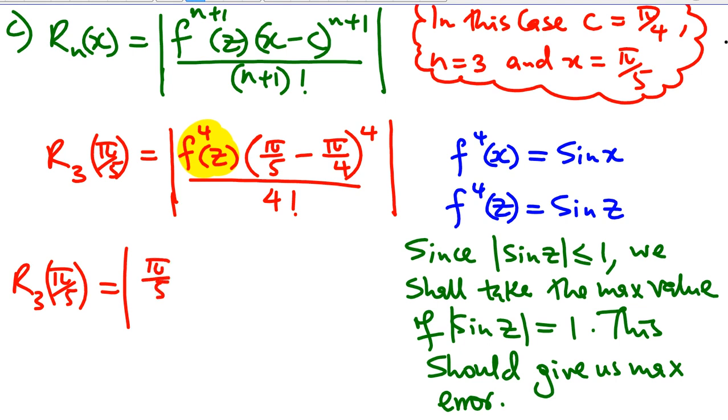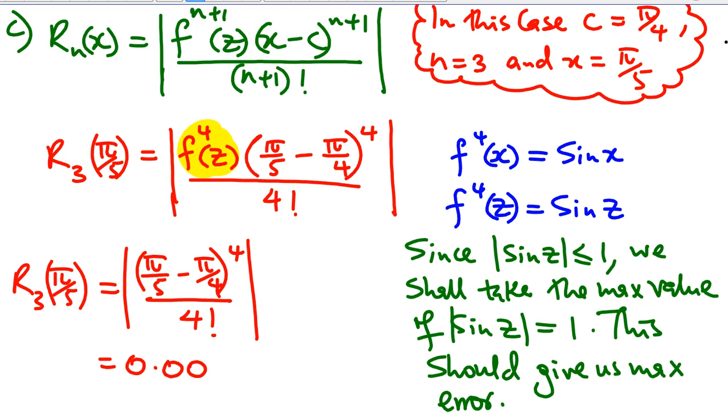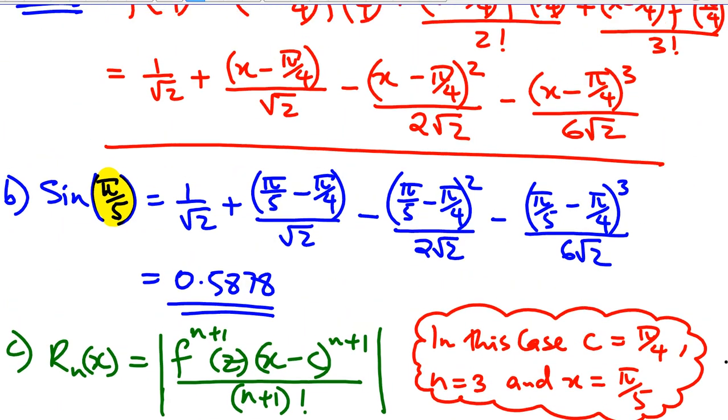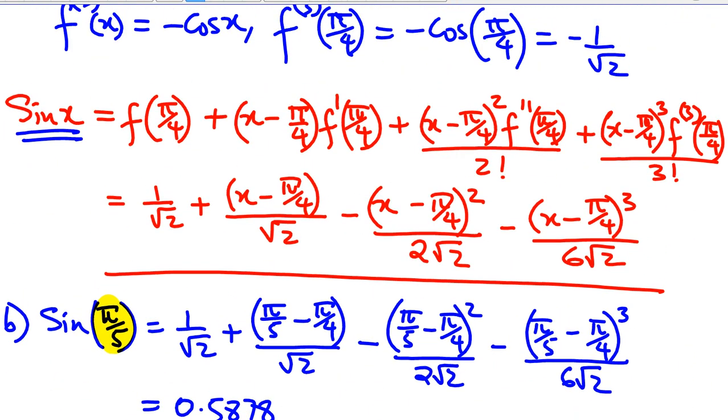pi over 5 minus pi over 4 to the power 4 over 4 factorial, which will be equal to 0.1234. Now remember, this will be the error when we use the third degree polynomial to estimate the value of sine pi over 5 centered at pi over 4.